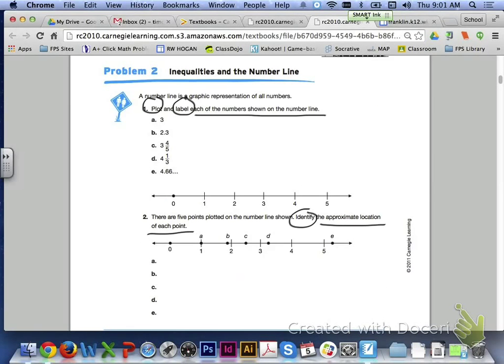Let's look at problem 2 on page 608 and look at inequalities and the number line. It says that a number line is a graphic representation of all numbers. If we take a look at number 1, it says plot and label each of the numbers shown on the number line. And for number 2, it says there are 5 points plotted on the number line shown. Identify the approximate location of each point. So go ahead and do A through E for number 1 and number 2.